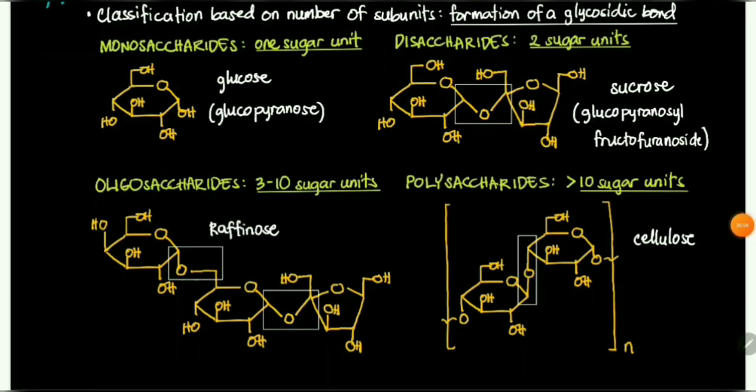Okay? So, we can also classify carbohydrates based on the number of their subunits. Okay? So, yung simplest form ng carbohydrate is called the monosaccharide. So, yung monosaccharide natin, pwede siyang pentose or 5-carbon sugar, pwede rin siyang hexose or 6-carbon sugar.